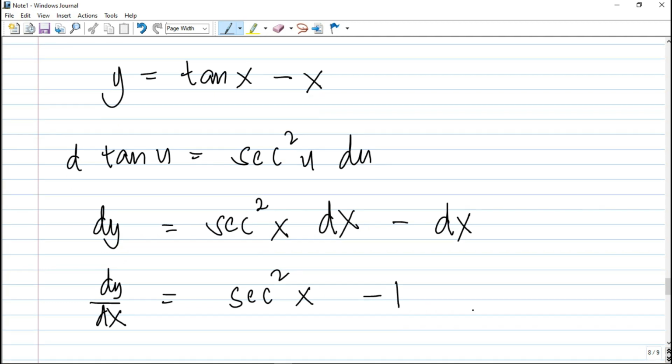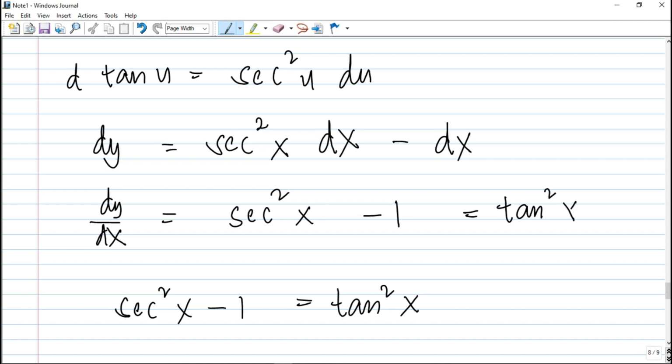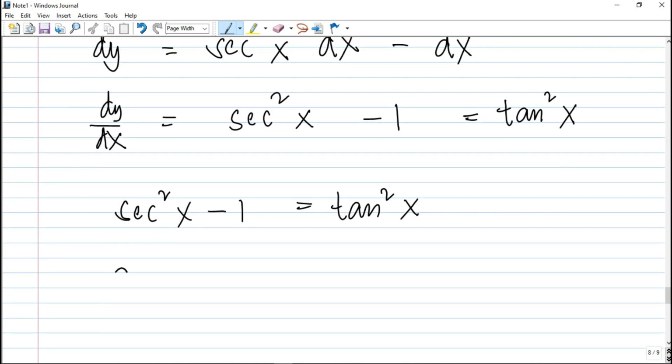So the secant squared x minus 1, if we go back to our identity, we have here secant squared x minus 1 is just equal to your tangent squared x. So let's just change this to tangent squared x from your trigonometric identities. Okay, so the derivative of y with respect to x equals tangent squared x. So that is the final answer for this particular problem.